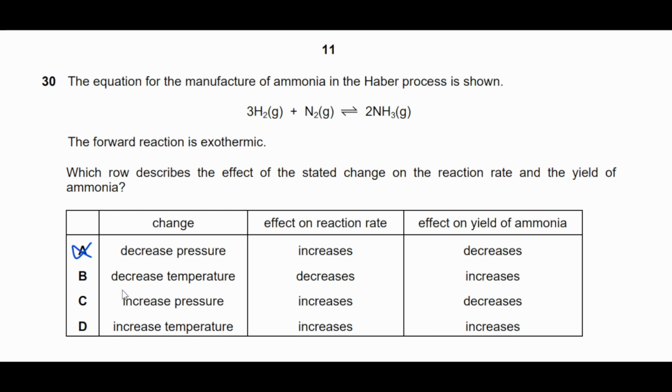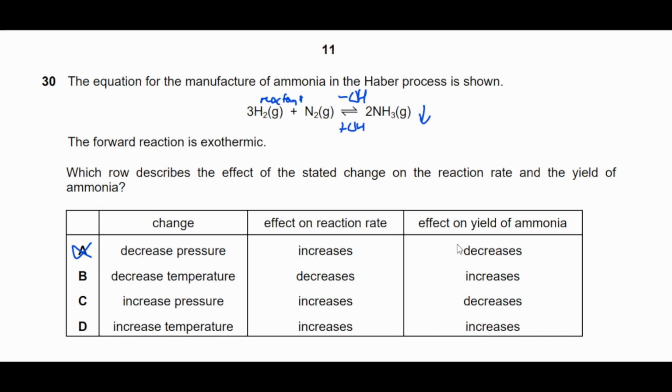Okay, next. Decrease in temperature will decrease the rate of reaction because the molecules will have less energy to move around and collide, right? So far is correct. Effect on the yield of ammonia increases. Okay, so if you decrease, since the forward reaction is exothermic, right? If you decrease the temperature, it will favor the positive delta H. So it will favor the reactant side. Since it favors the reactant side, you will get less ammonia.